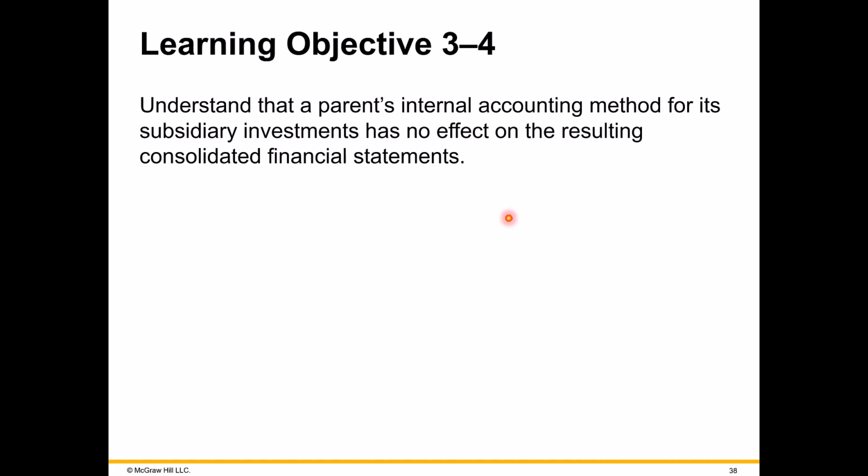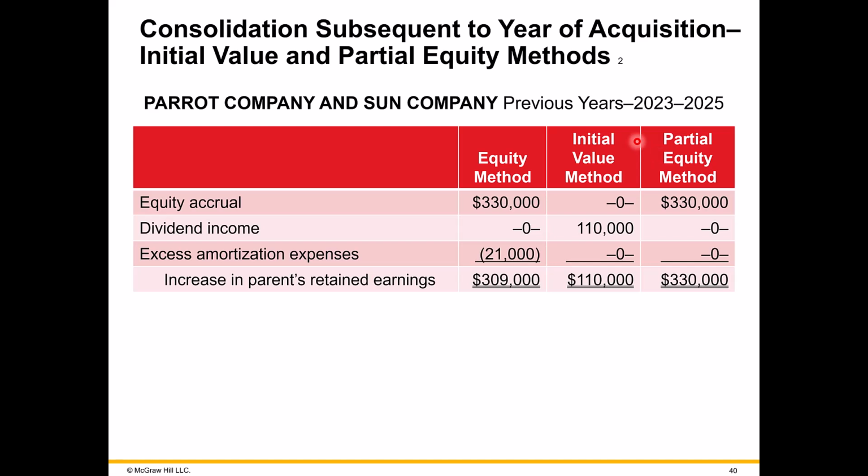Here in the next section of our presentation, let's take a look at not the first year after the acquisition, but subsequent years. So in our example here, what we're doing is comparing the effect of the equity method, that's accrue method, and the initial value method and partial equity method. Accrue method, we've accounted for all of the income of the sub, accounted for a reversal of the dividend and all of this amortization of the excess costs.